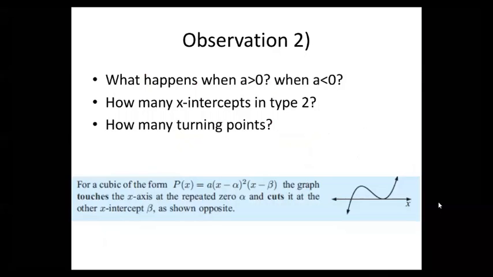So in conclusion, what's going to happen is that you have first alpha here and then beta here. What happens if you have a negative number for a? Same, positive a and negative a, right? It's just opposite, a negative slope. How many x-intercepts in this type 2? 2. Very good, because alpha is repeated, right? How many turning points do you see? 2. Very good. Okay, so that was the type 2.